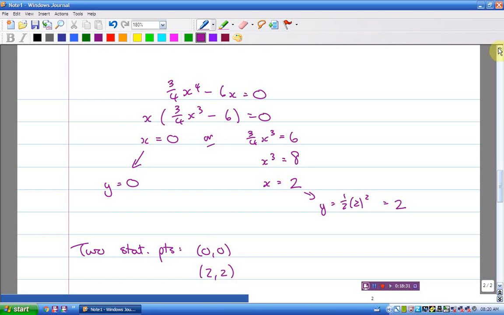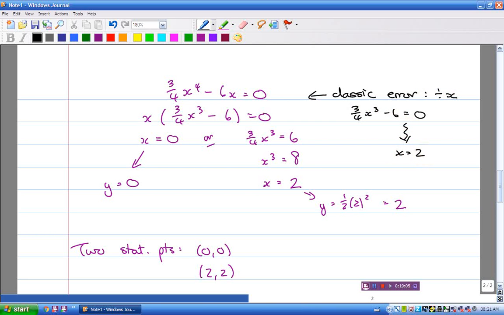Let me show you a classic error, and I think really in the true sense of classic, it's timeless. You'll probably find people making this error back in the time of the Babylonians. The classic error is to divide by x on both sides. If you divide by x on both sides, you're just left with 3/4 x cubed minus 6 equals 0, and then you would solve it and you would just end up with the one solution.